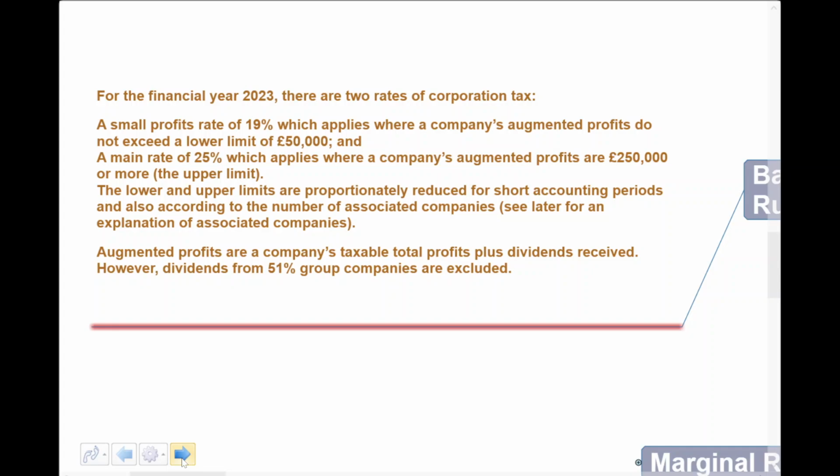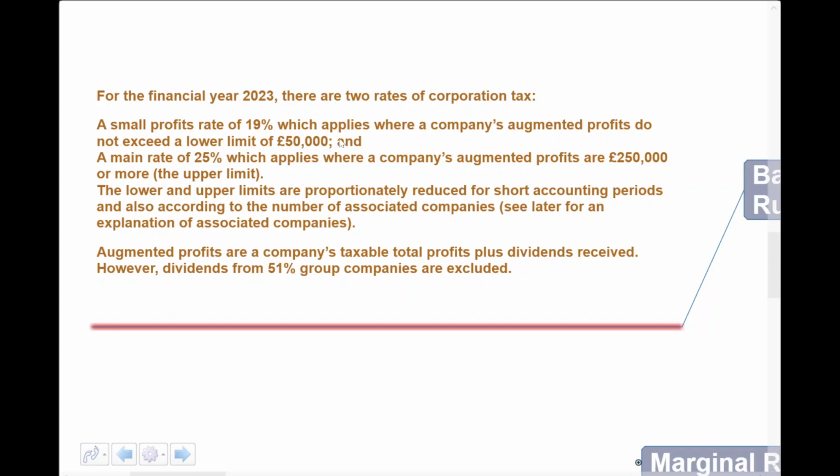So this particular section, although it says 2 rates, I'll explain a little bit further in a moment. In effect, there's sort of 3 main options. But in essence, for the financial year 2023, they say 2 rates of corporation tax. So the small company's rate, 19%, if the company's augmented profits do not exceed 50,000. Now, I'll explain augmented profits in a moment, okay? Outside of that, they're suggesting a second rate, a main rate of 25%, where the company's augmented profits are 250,000 or more, the upper limit.